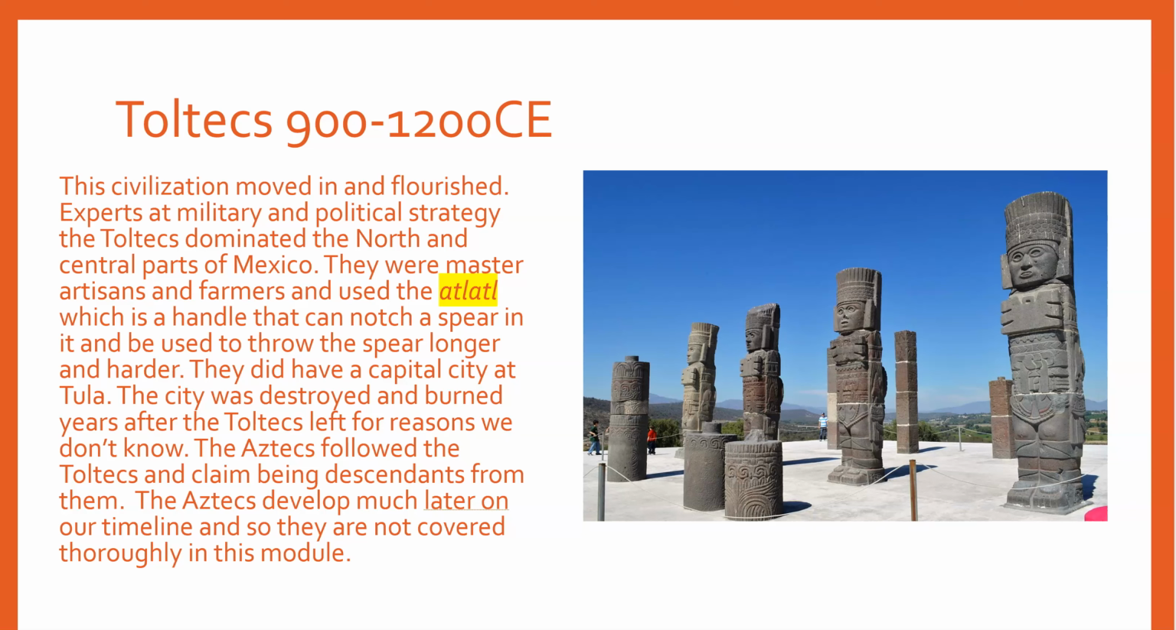They didn't have a capital city, or sorry, they did have a capital city in Tula, but the city was destroyed and burned after the Toltecs had left for reasons we don't know. The Aztecs followed the Toltecs and claimed to be descendants of them. So there may be something. But they're kind of one of those other anomalies or mysteries that we're still trying to find information on.